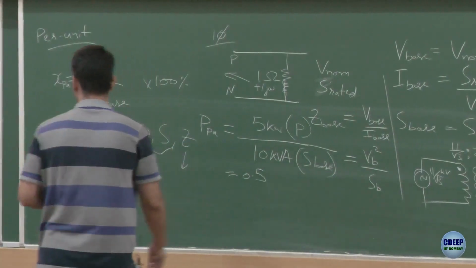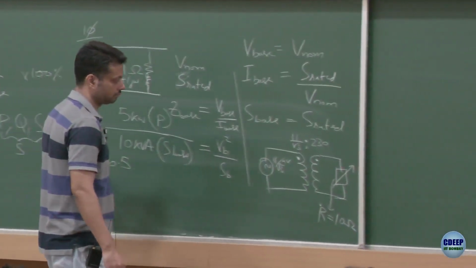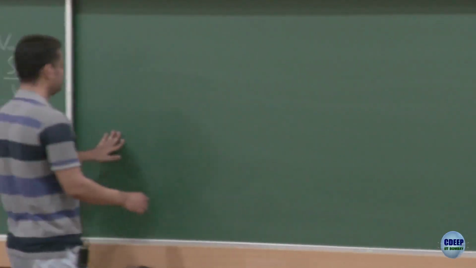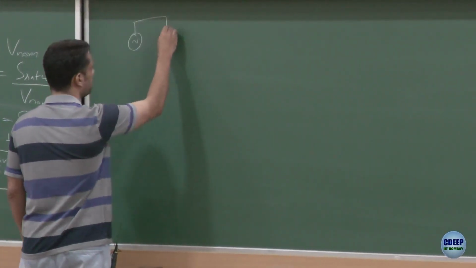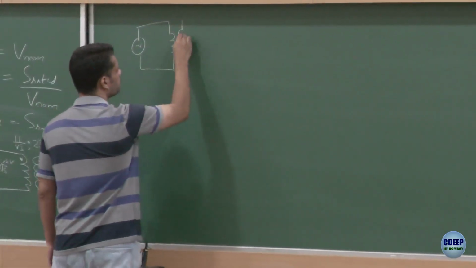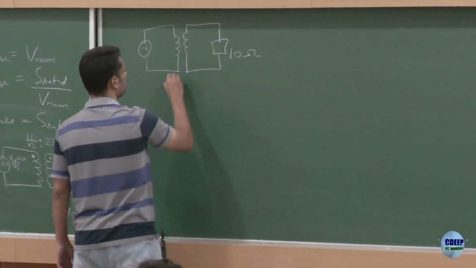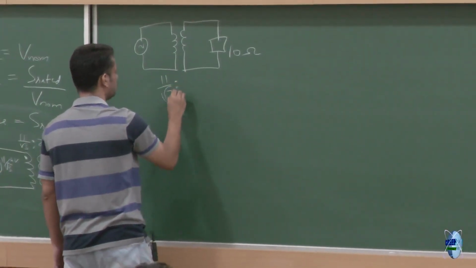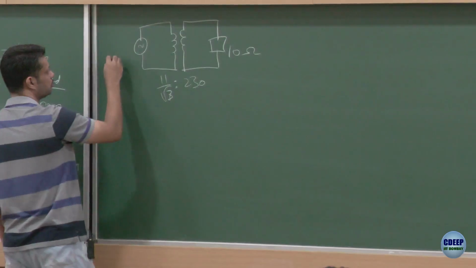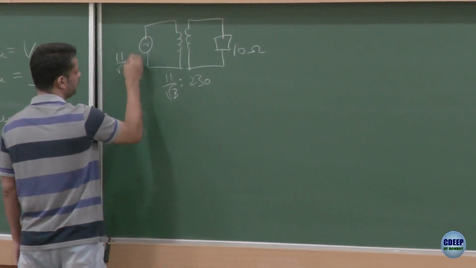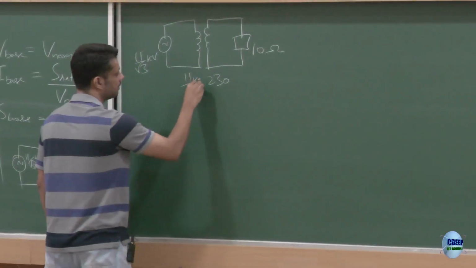So let's just do this on a bigger board. Just redrawing the circuit. Ten ohm, 11 by root 3 is to 230, and let's say this source is also 11 by root 3. It could be something else also, but this is also 11 by root 3 kV. This is K 1000, right?